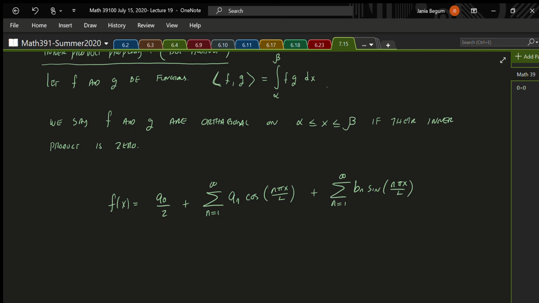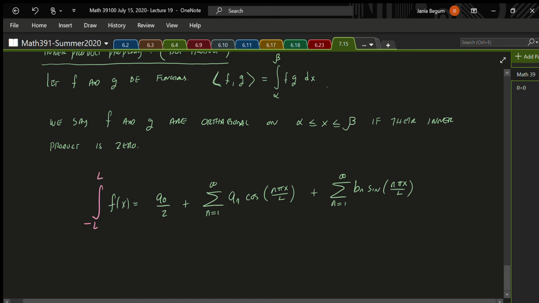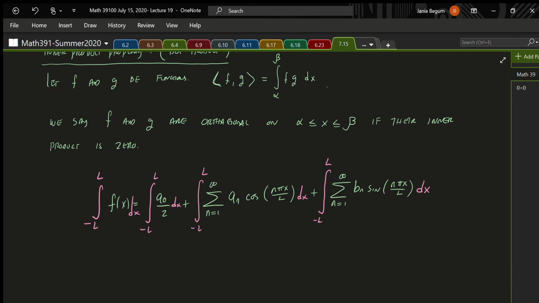So let's integrate both sides, negative L to L. Integrate the left side, negative L to L, with respect to x, dx. And then we're going to integrate this one, and then this one. Okay, so of course I'm leaving out a lot of details, so just bear with me for now.